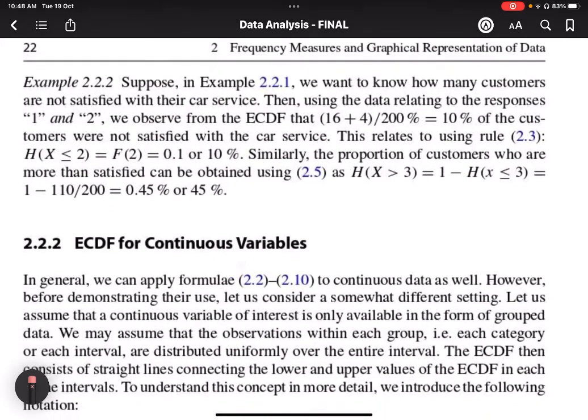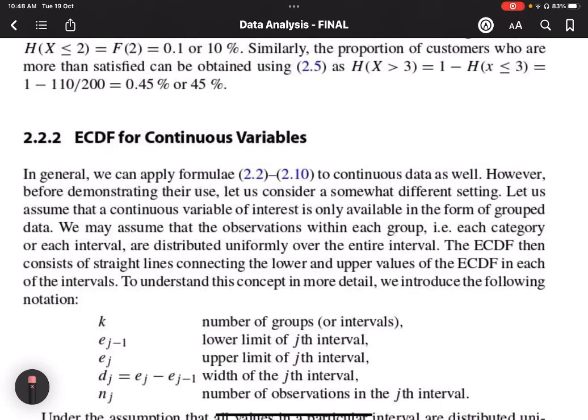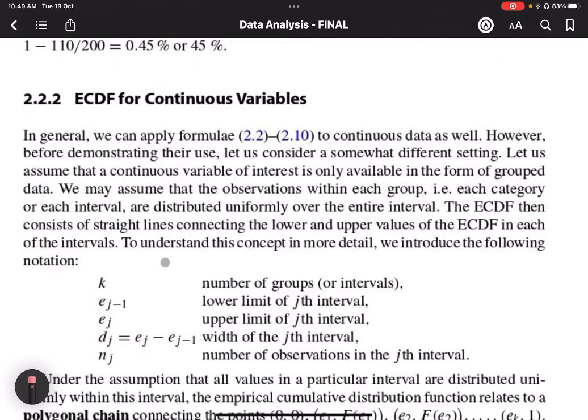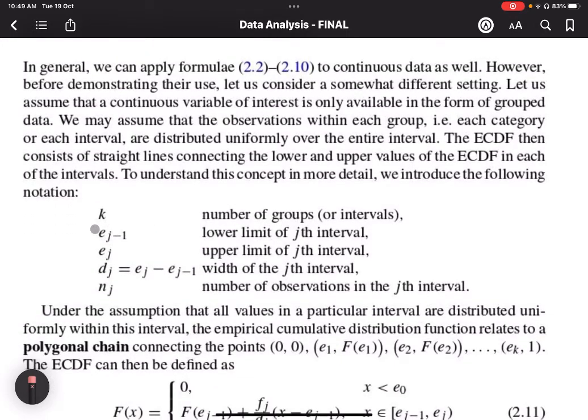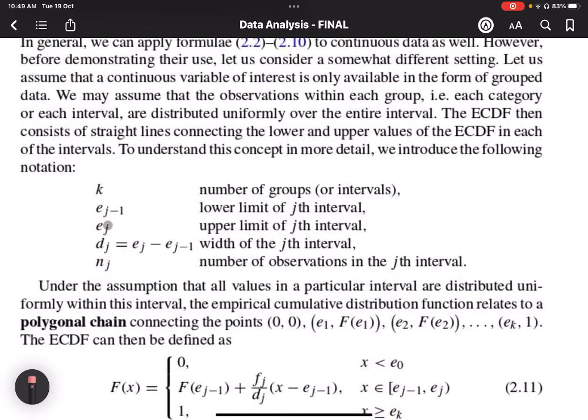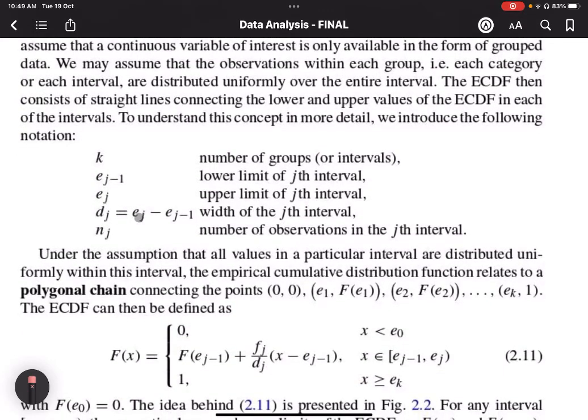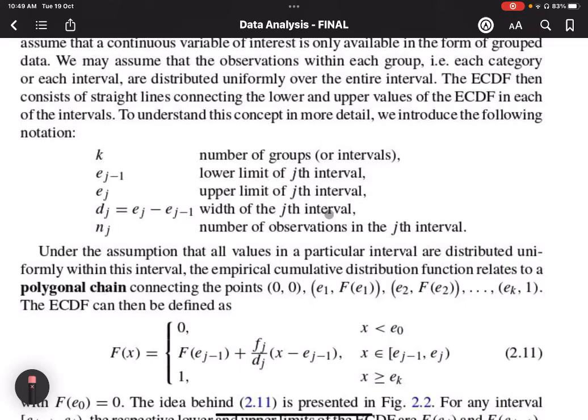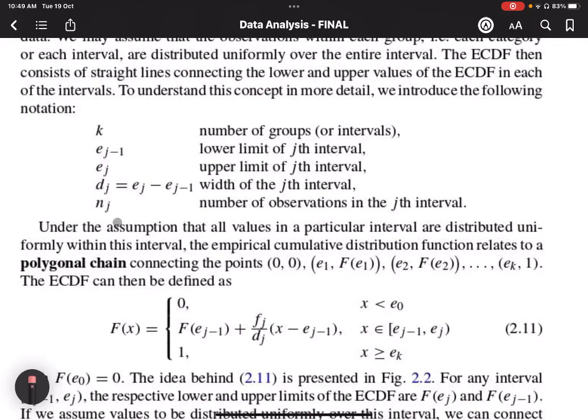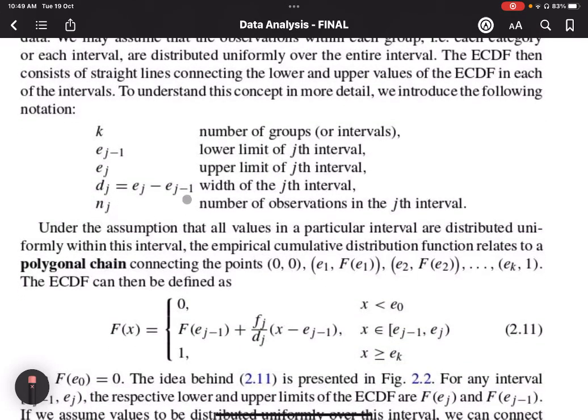CDF for continuous variables. In general, we can apply the formula to continuous data as well, no? So in using those formulas, we have the following representation for the number of groups or intervals. E_j minus 1 is the lower limit, E_j the upper limit, D_j equals E_j minus E_j minus 1, the width of the j interval or the limits, okay, kung hanggang saan yung scope, and N_j is the number of observations in the j interval.